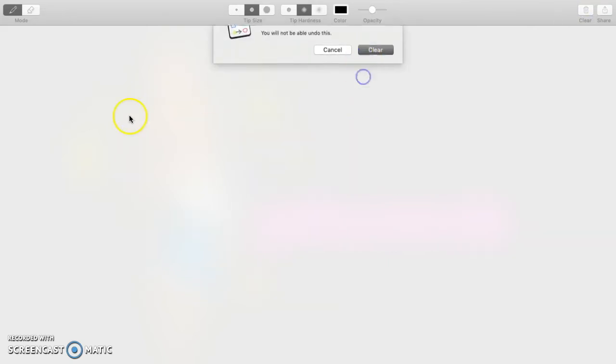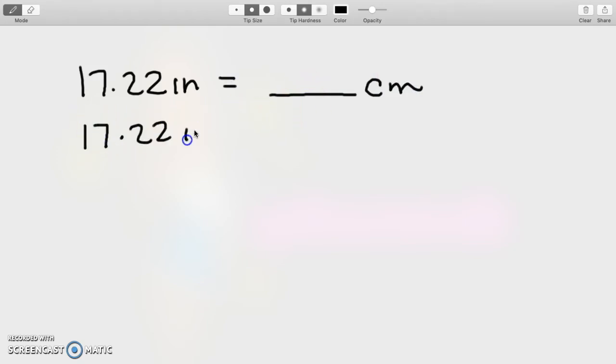Keep in mind what we're converting. We're converting 17.22 inches. And I told you that sometimes you will get a problem that may look like this, and we leave that blank because we're trying to figure out the answer in centimeters. I told you to rewrite the problem and change the equal sign to multiplication. Now that bar lets us know that we're going to create a unit ratio. We're going to create a fraction so we can multiply these two things together.